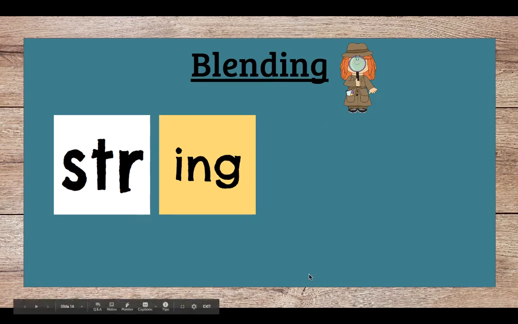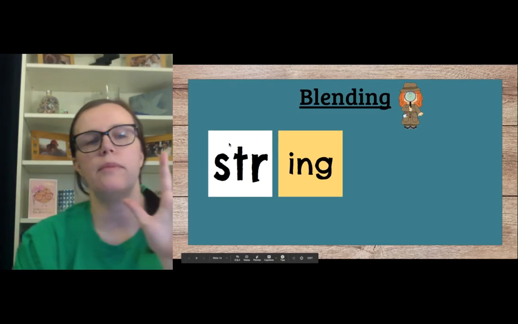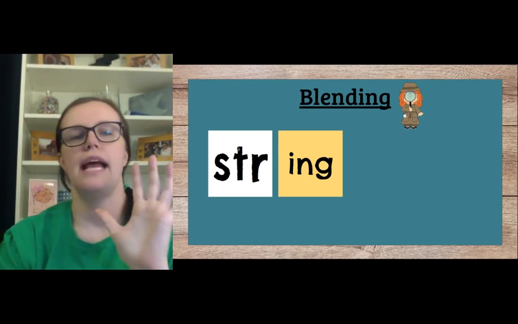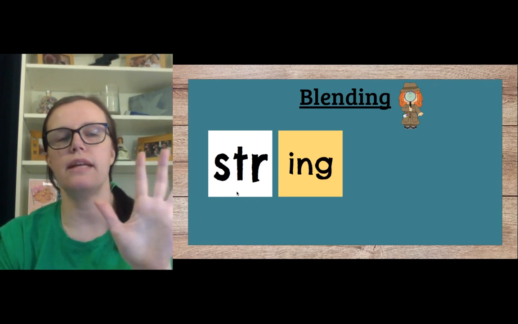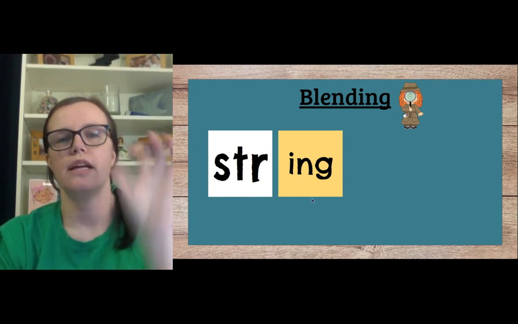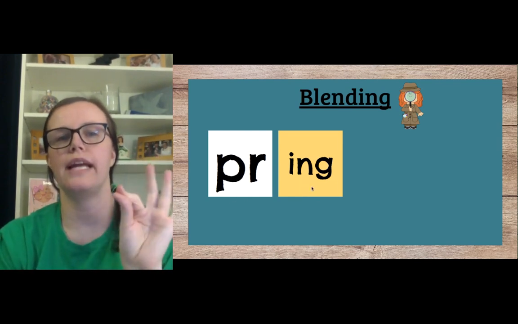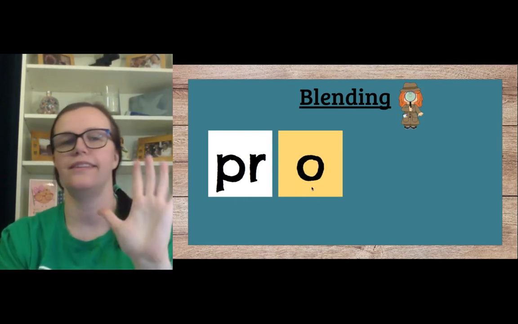Okay, let's go ahead and get our blending hand up. Remember, each one of these Post-it notes is one finger or thumb. So we're going to keep those things together. Ready? Stir-ing, string. That is a word. Purr-ing, pring. Not a word.